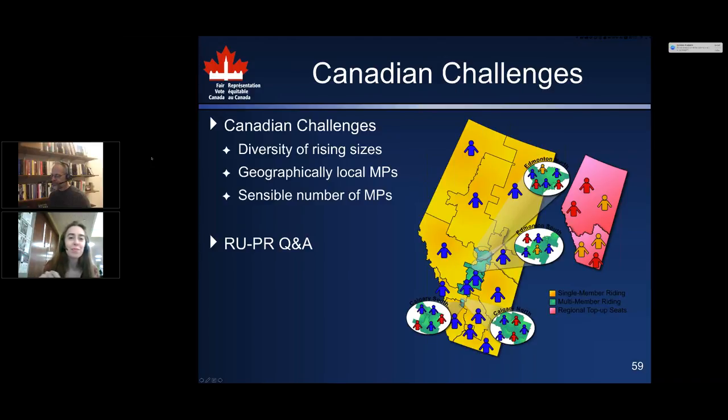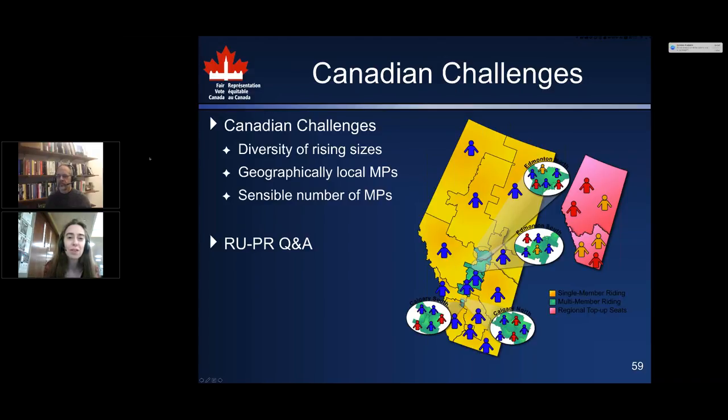Just if you don't remember the MMP ballot, do you remember you get two votes, right? So this is the same idea. You get your vote for your local MLA or MLAs, and then you'll get a vote for who you want to be your regional MLA or MLAs. And that's one option for how you would elect those 15% top-up MPs.